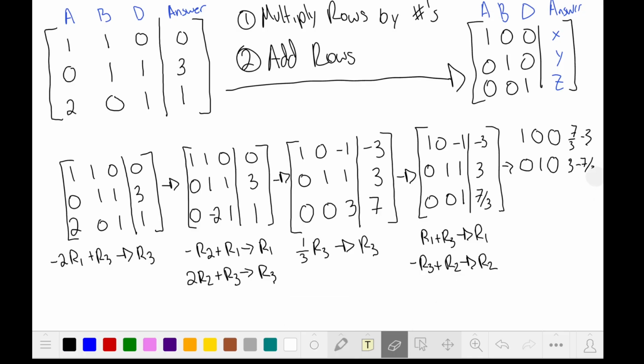Whoops, that 3 looks a little wonky there. I'll fix it real quick. And then finally, row 3 was already the way we wanted it. 0, 0, 1, 7/3.